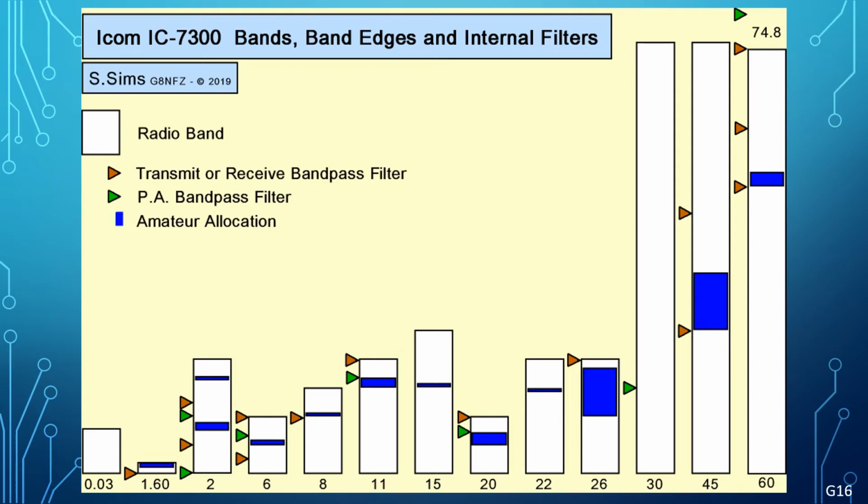These are controlled by latching relays. You may detect relay changeover noises at these points as you use the radio. You should note, however, that ICOM have carefully placed every filter boundary outside of the amateur bands.